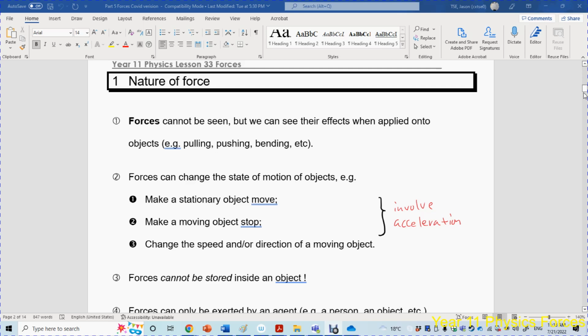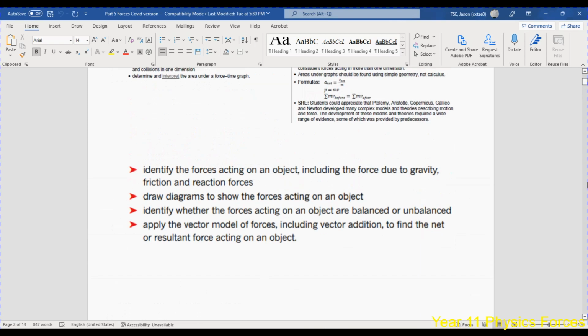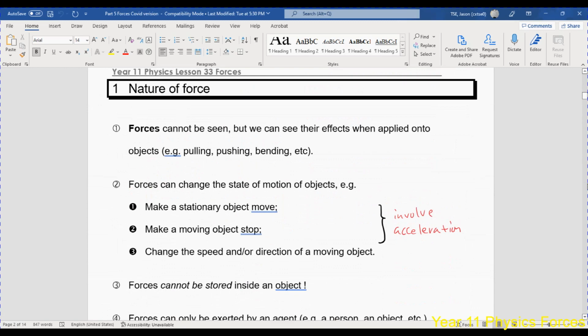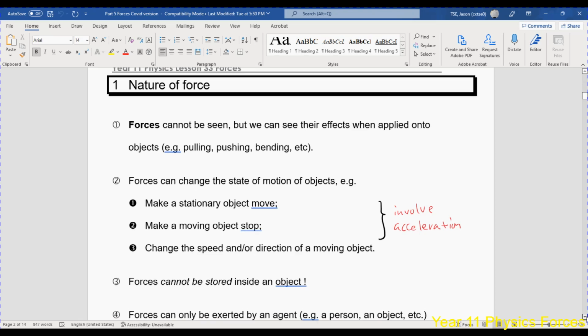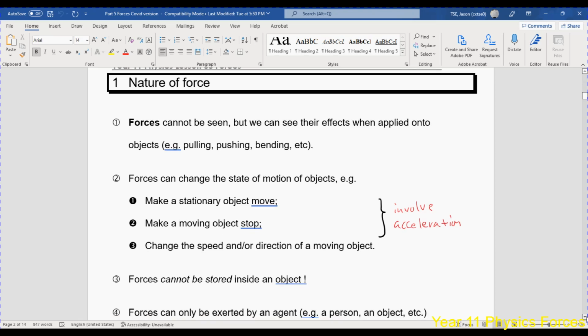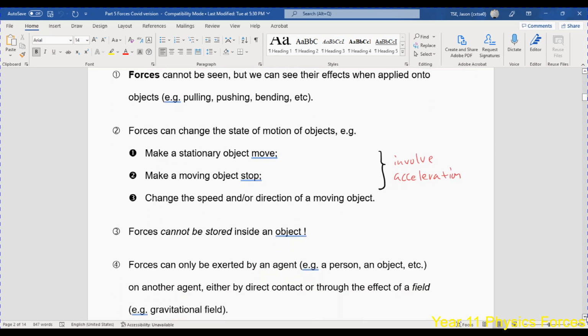And the handouts are about forces. Because you didn't have the handouts, I need to repeat a little bit from last lesson. You can just treat this like a recall. We start with the nature of forces. We understand force is required to change the state of motion of objects. That means you need force to make things not just move but actually accelerate.